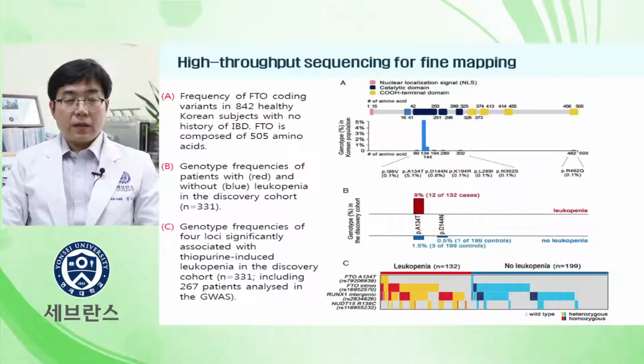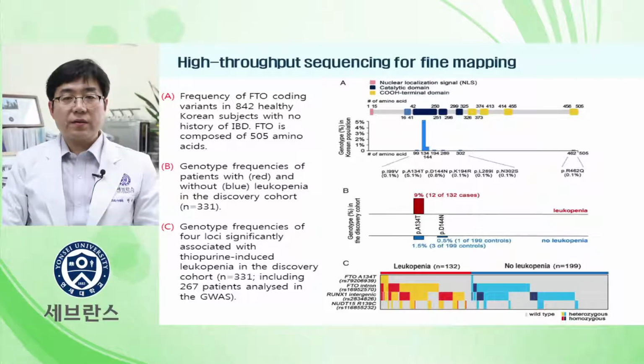rs169525570. As you can see in this figure named A, FTO A134T was observed in 5.1% among 842 healthy Koreans, and other FTO coding variants occurred at a genotype frequency of less than 1% in Koreans, and did not appear to be involved in thiopurine-induced leukopenia. Figure C shows the genotype frequencies of 4 loci significantly associated with leukopenia in the discovery cohort.